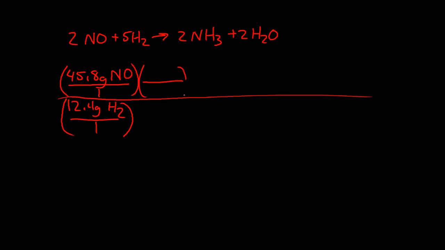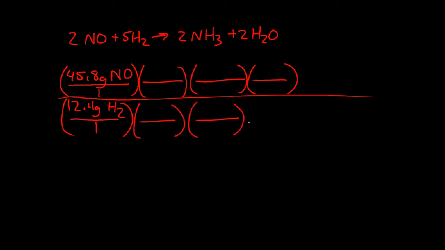I can even pre-write in my slots for the conversion factors here, because I know I'm going to need 3 for each. The molar mass, the ratio, and then the second molar mass. So we can call this molar mass 1 and molar mass 2. All right. So that first molar mass is the molar mass of NO, which is going to be 30.01 if I remember correctly. Yes, 30.01.